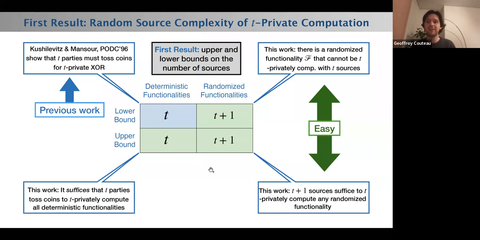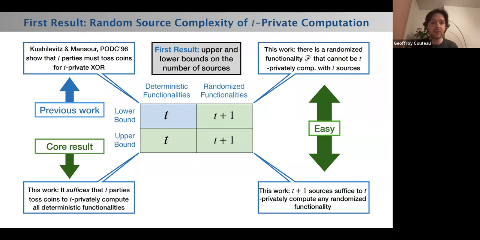However, the really non-trivial and interesting result, which is our core result, is this one on the bottom left. We show that if we only look at deterministic functionalities, which is still a huge class of functionalities, it actually suffices that T parties have the ability to toss coins to T privately compute any deterministic functionality.